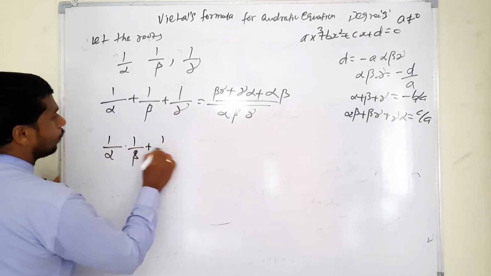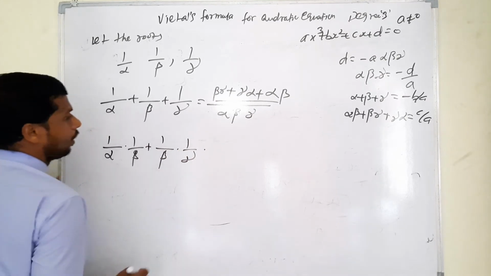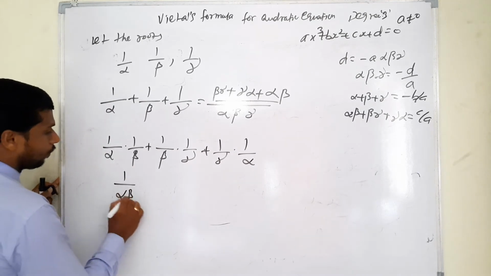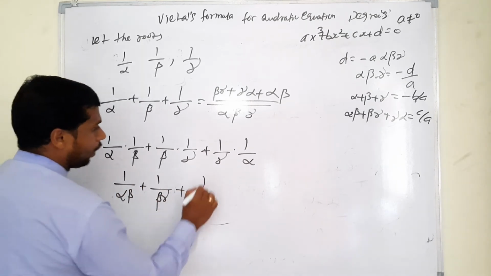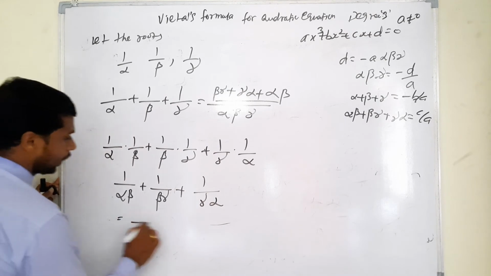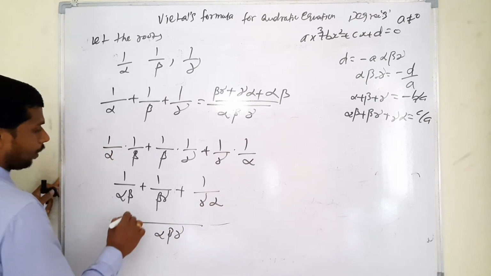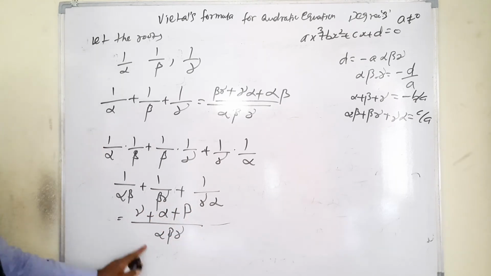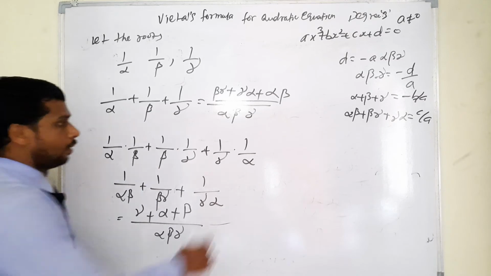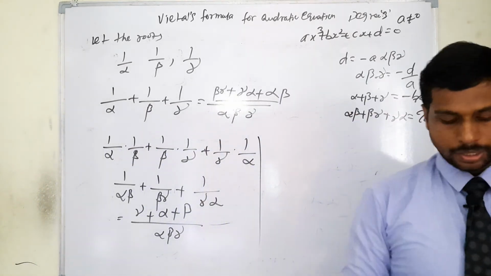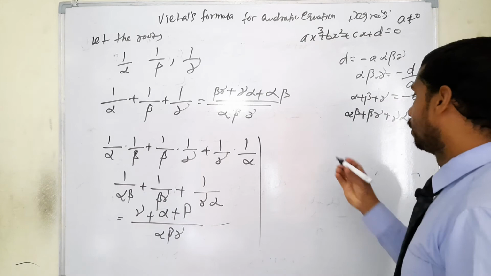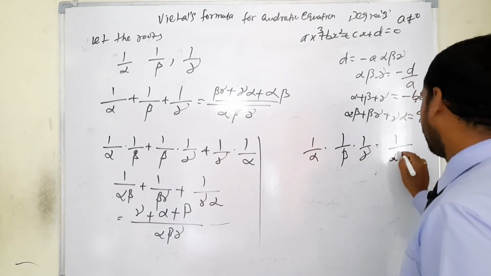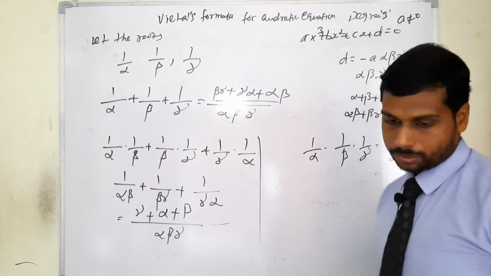Okay. Next, the sum of product of the roots taken two at a time: 1/α into 1/β plus 1/β into 1/γ plus 1/γ into 1/α. That is 1/αβ plus 1/βγ plus 1/γα. Again with common denominator αβγ, we get γ plus α plus β. This is the sum of product of the roots taken two at a time. The last one, the product of the roots taken three at a time: 1/α into 1/β into 1/γ is equal to 1/αβγ. That's all. This is also one example.